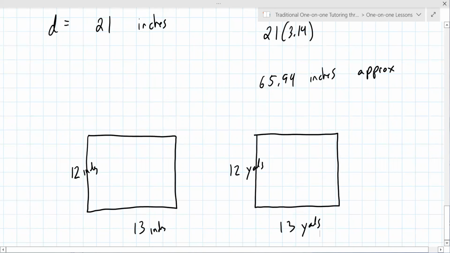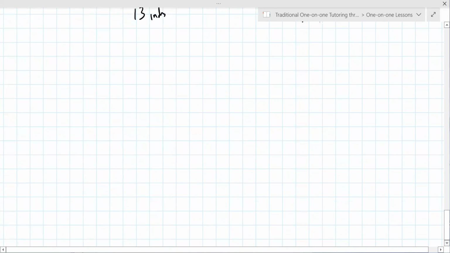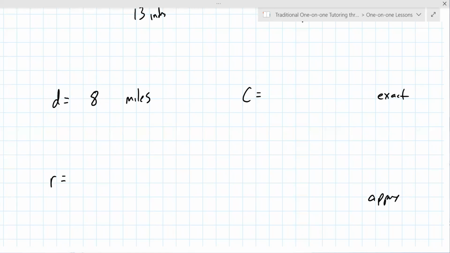All right. So let's look at another problem here. Let's say that the diameter is 8 miles. I want the radius and then I want the circumference, and I want both the exact and the approximate. Okay. All right. I got this.